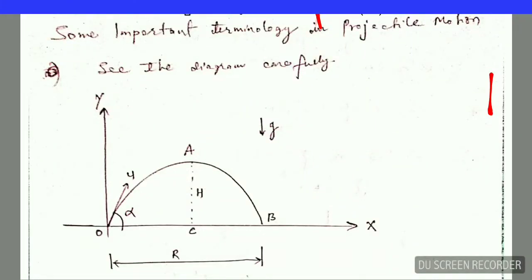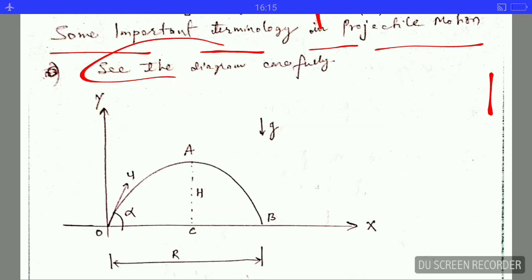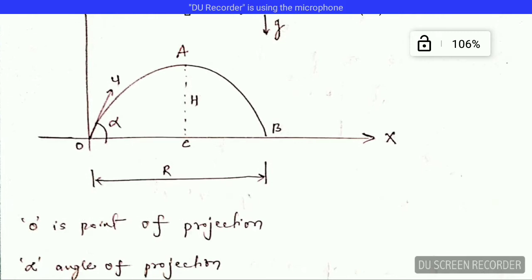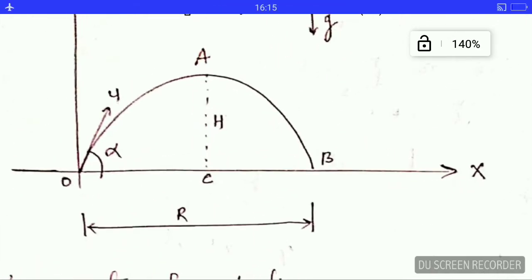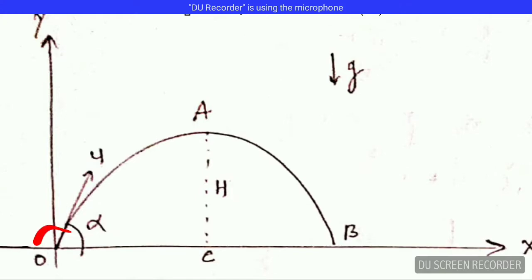Now friends, there are some important terms or terminologies in projectile motion that I am going to explain one by one. So the first thing is that in order to understand the terminology, you have to see the diagram carefully. So look at this diagram carefully. The projectile is thrown from here and it travels through the path OAB. Okay, here is OAB. At the point B it falls down.